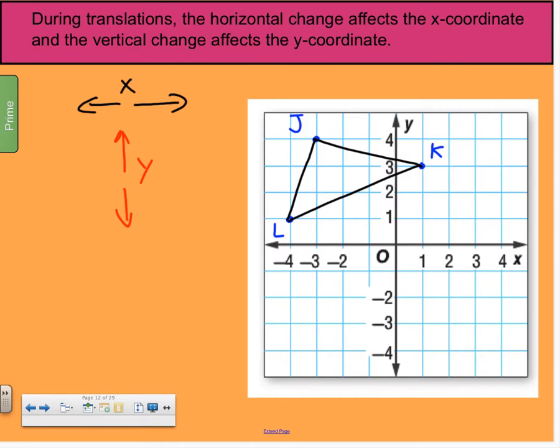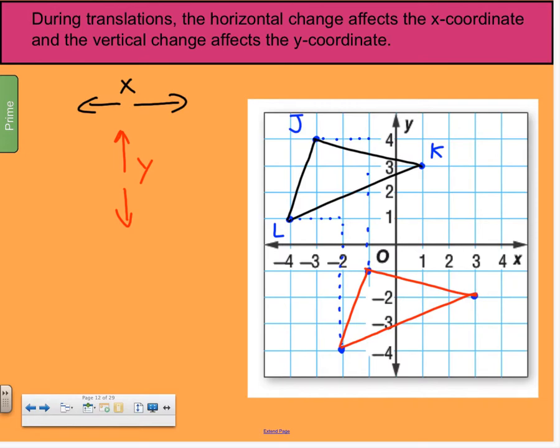So if I take K and move it 2 to the right and then 5 units down, I end up right here. And if I take J and move 2 units right and 5 units down, I end up here. And if I take L and go 2 to the right and 5 units down, I end up here. And then I can draw my new image. And if you notice, it looks the exact same as the other one, just in a new location.